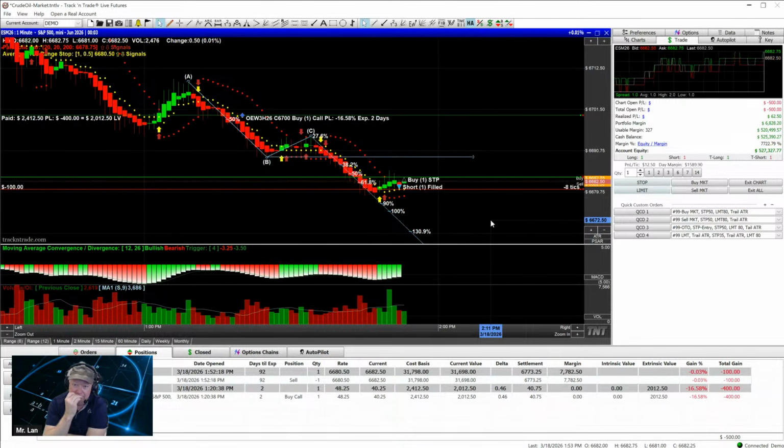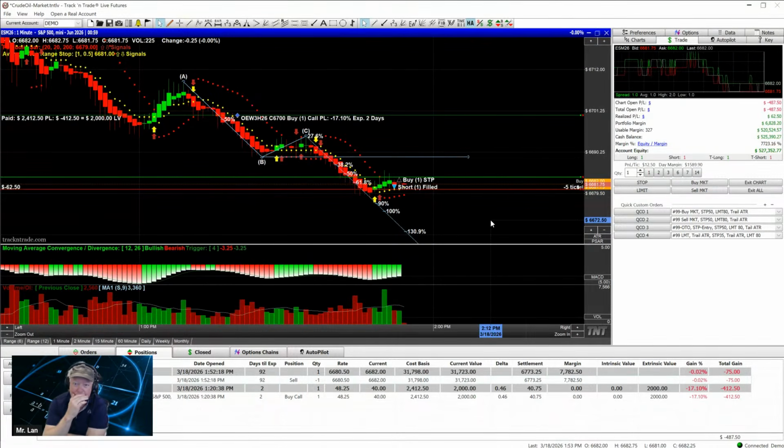Are you dumb thing going to just turn around and go back up again now? Just going to dilly-dally around back and forth, not going to go anywhere. That's why I like options, because they're soft contracts. So if the market just decides to go sideways for a while, you just kind of sit on them.